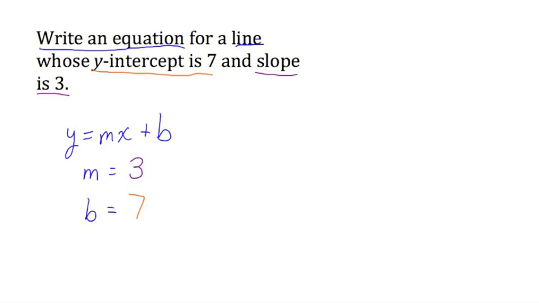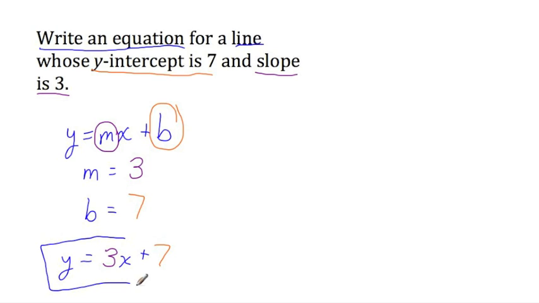From here, it's a matter of plugging into this equation. I'm going to need to plug in the slope for m, and I'll need to plug in the y-intercept for b. So here is what the equation should look like. Remember, the y's and the x's are going to stay the same, so the equation is going to be y equals 3x, and then I have to add the b, the y-intercept, which is 7. This is the equation for a line whose y-intercept is 7 and whose slope is 3.